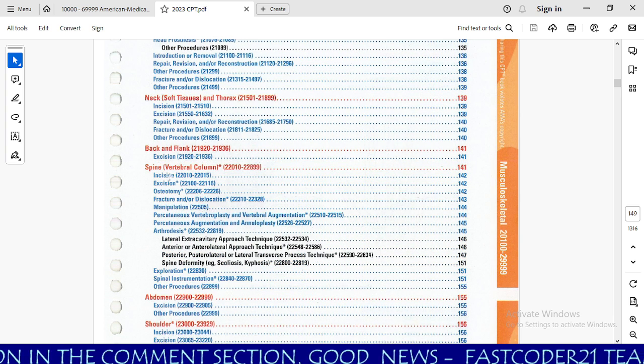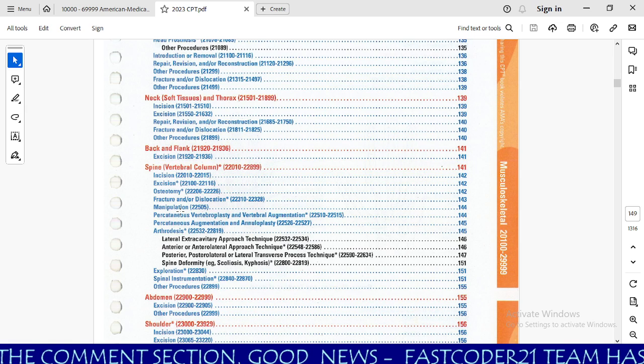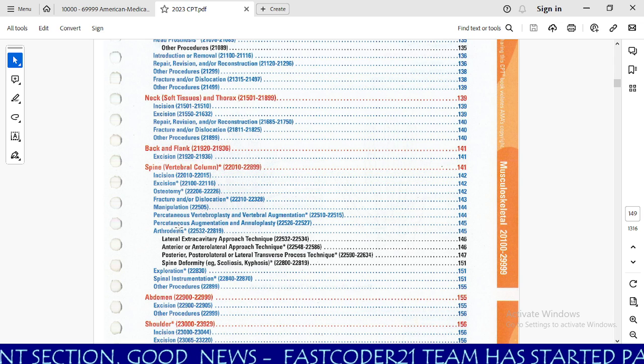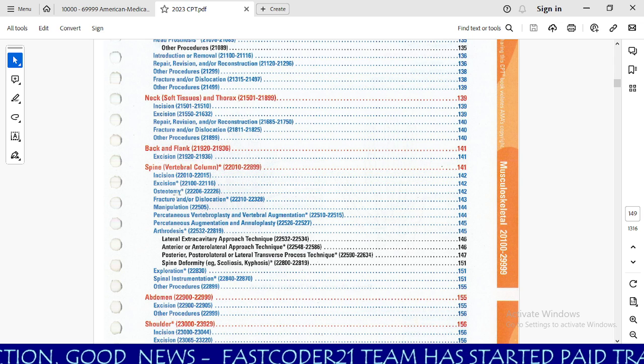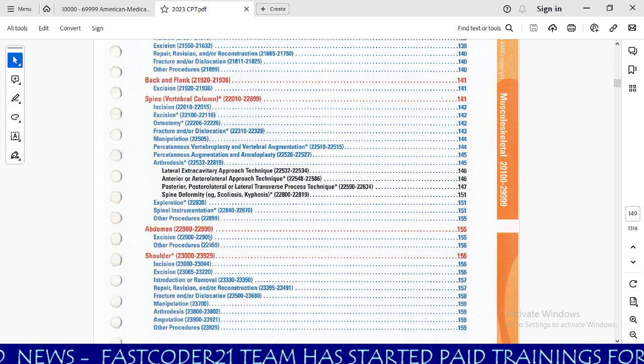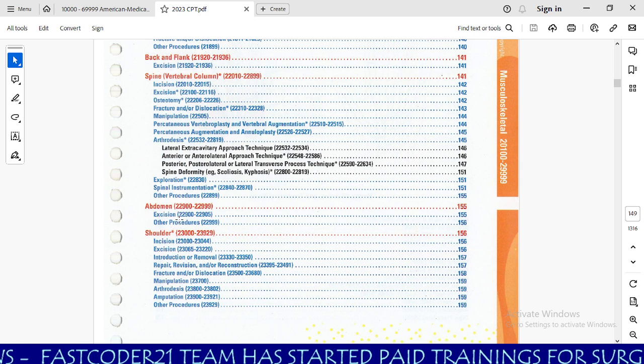And we have spine also. We will learn the spine during our training, you no need to worry. Okay. In spine we have incision, excision, osteotomy. We will learn each and every code during our sessions. Here we have abdomen.